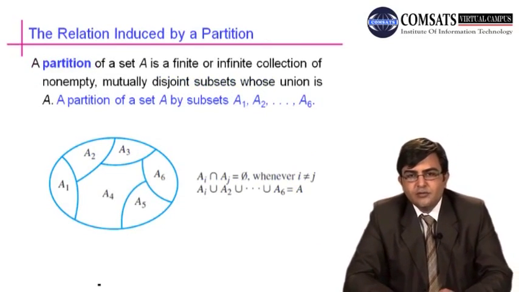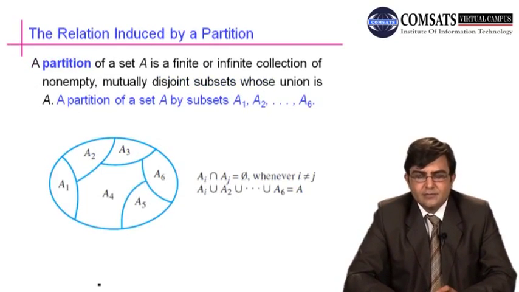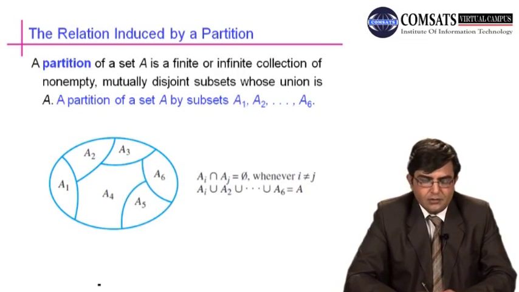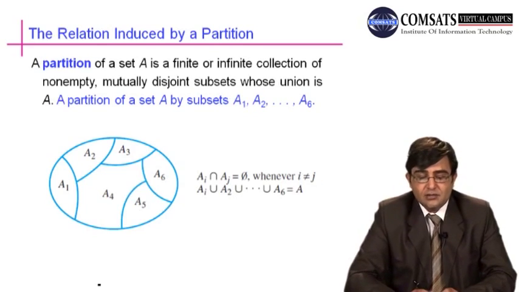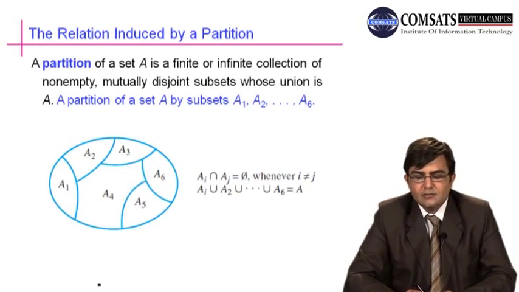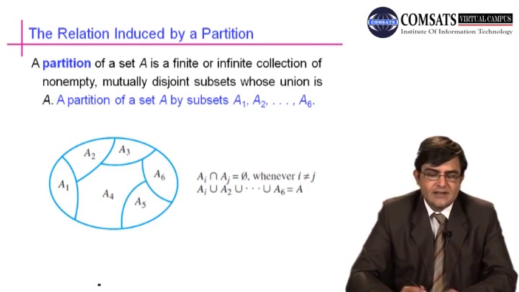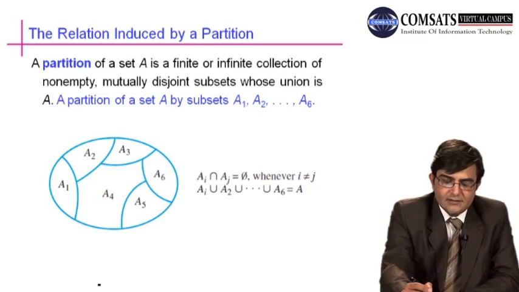Now we move to the relation induced by a partition. A partition of a set A. Now first of all we must define what is a partition, then we shall define a relation on the partition. A partition of a set, any set A, is a finite or infinite collection of non-empty, mutually disjoint subsets whose union is the given set A. The given set is basically this.